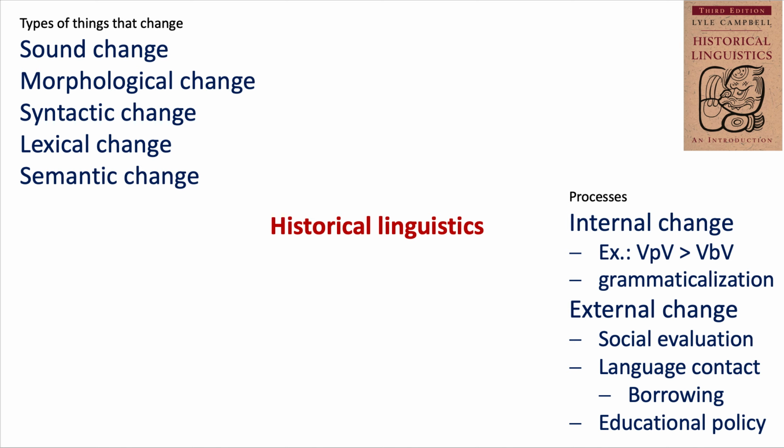External change can be said to be rooted for some part in a social evaluation. I'm sure you can think of many examples here, especially regarding semantic change, where words underwent certain changes and people no longer wanted to use them for certain reasons. But a major external cause of change in linguistics is language contact. That means speakers of one language community are in contact with speakers of another language community, and this can have consequences for the languages involved on all levels, right?